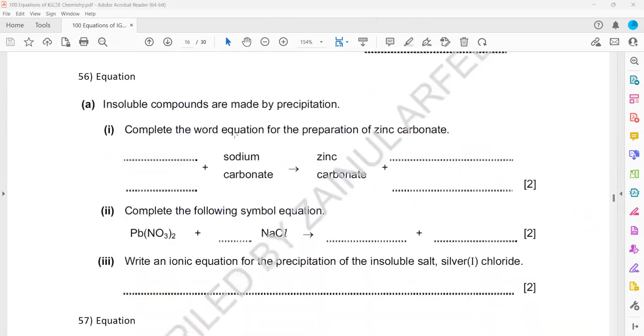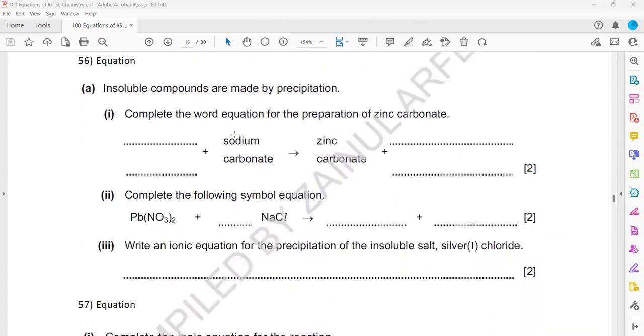The next one is insoluble compounds are made by precipitation. Precipitation means when we mix two solutions with each other, one solid is formed and then an aqueous solution. Complete a word equation for preparation of zinc carbonate. So we want to prepare zinc carbonate.